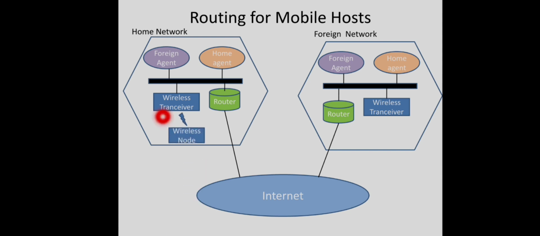Now you have a wireless node here whose home network is in this area, and it accesses the network through wireless transceivers like wireless access points. Now as it moves, it becomes part of some other area, right? Now this wireless node becomes a part of this network. So we can call this a foreign network for this wireless node.